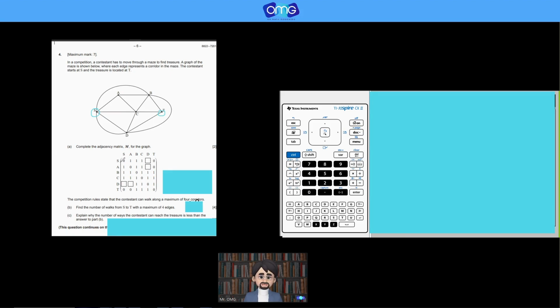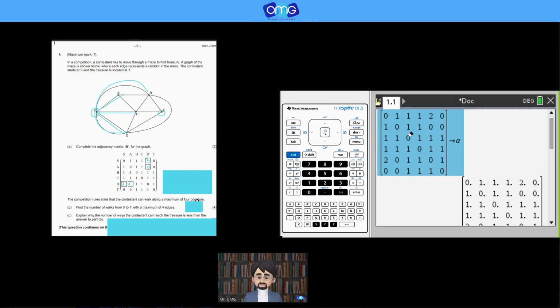S to S there are 0 ways, S to A 1 way, which is only this, S to B 1 way, which is this, S to C 1 way, which is this, S to D there are 2 ways. So the answer is 2 here, and D to S also 2 here. How about A to D? A to D there will be no way, so 0 here. That's the matrix. I store it in the calculator, and I stored it in A. Can you see here?